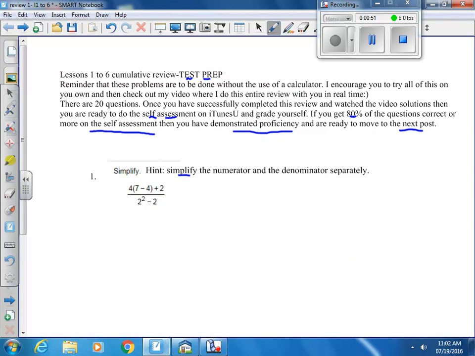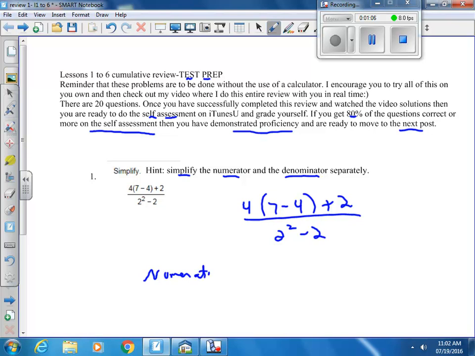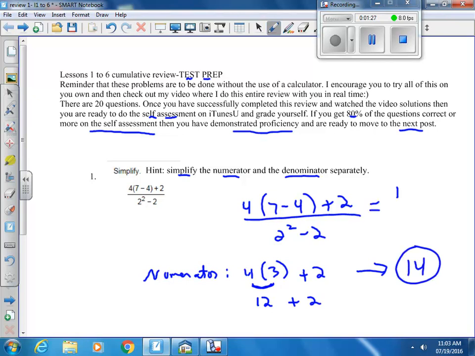All right, so we have a hint here, simplify the numerator and denominator separately. So I'm actually just going to rewrite the problem. And then I might even note to self here, clean up the numerator. So inside the parentheses first, 7 minus 4 is 3. And then 4 times 3 is 12 plus 2. So basically the numerator is going to lead me to 14. So maybe even just mental map that out. Numerator is going to lead me to 14.